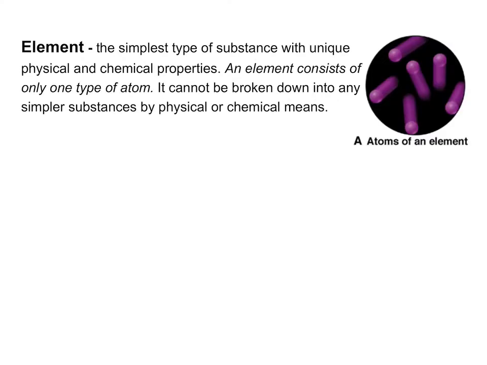Okay, so an element, we can define that first. The simplest type of substance with unique physical and chemical properties. An element consists of only one type of atom, and it cannot be broken down into simpler substances by physical or chemical means. So I read that definition so that we hear it and see it in more than one way. But clearly, as a chemistry student, elements are something to know about and understand, as they are the building blocks of matter.